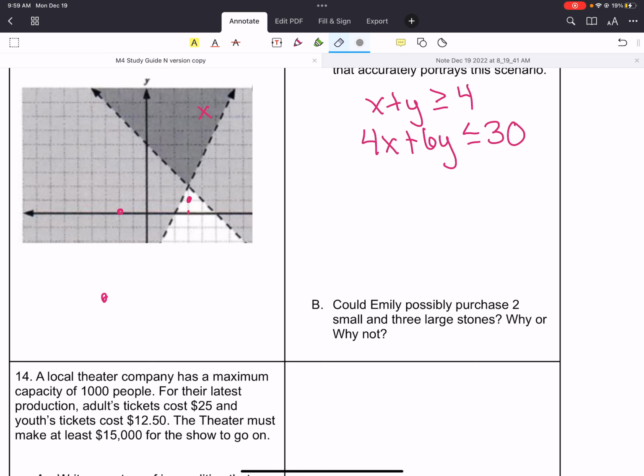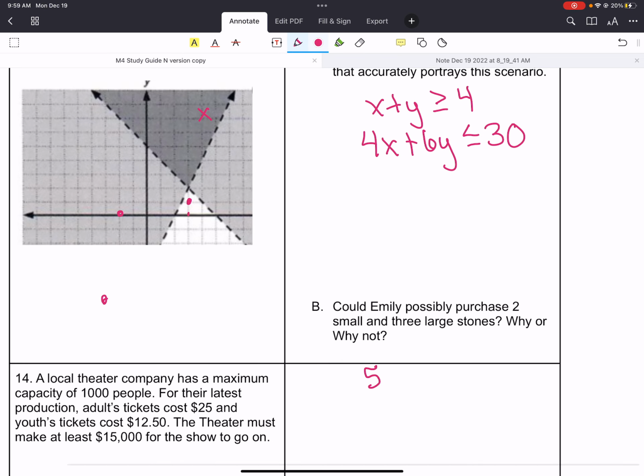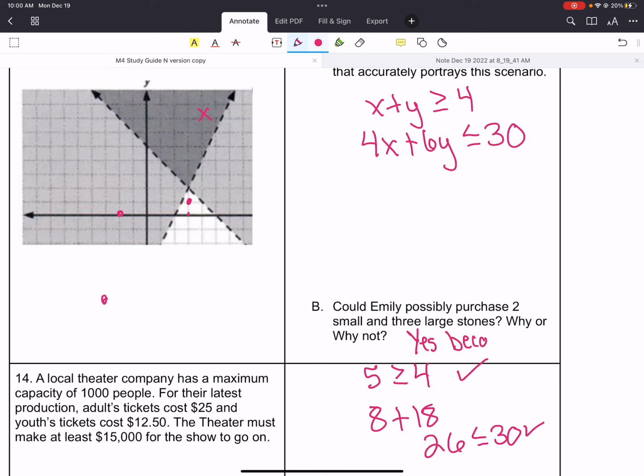Well, 2 plus 3 would be 5, and that is definitely greater than or equal to 4, so it works for that. Let's see, 4 times 2 is 8. 6 times 3 is 18. That's $26, which is less than or equal to 30, so it works for that. So yes, because she would get 5 stones and spend $26. So that works out fine.